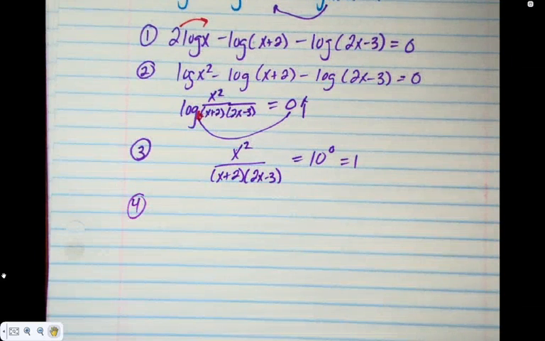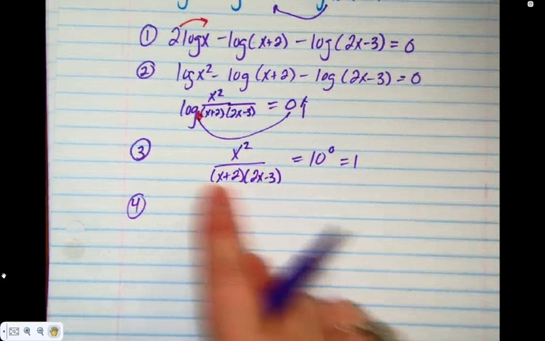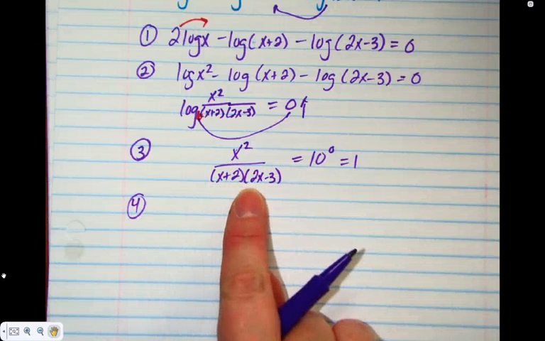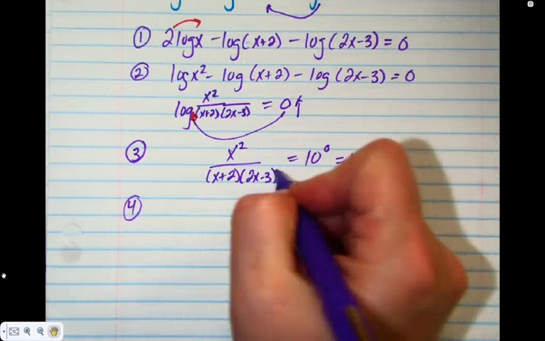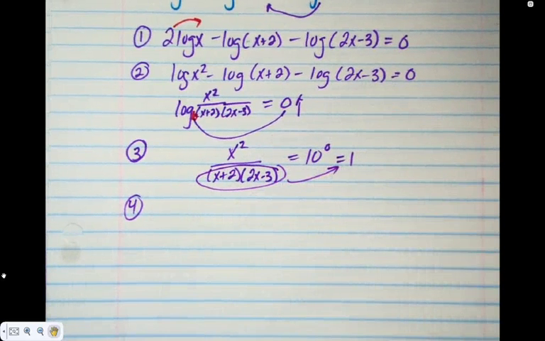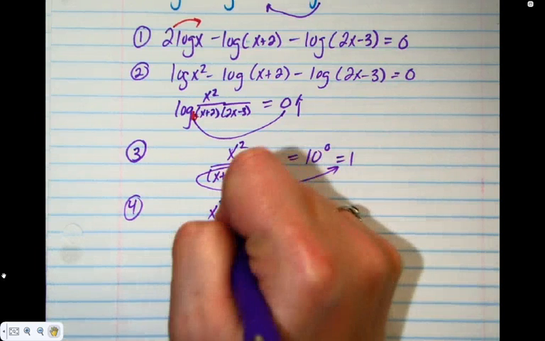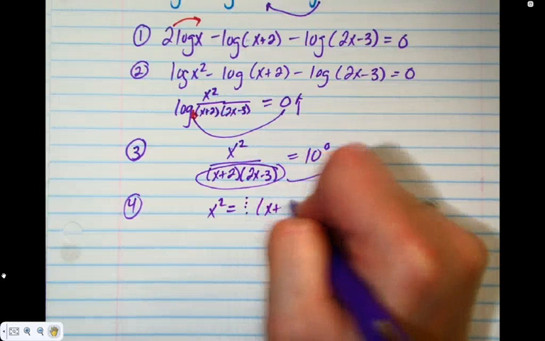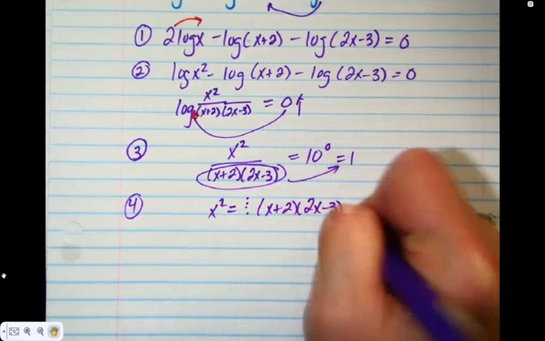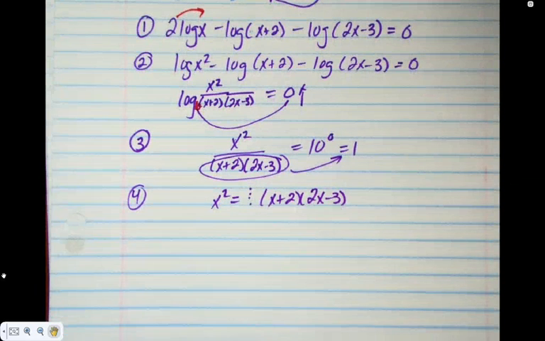Step number 4 is solving for x. So the first thing I probably want to do is get rid of this denominator. What's the opposite of dividing by x plus 2 times 2x minus 3? So I want to take the whole bottom and multiply it by the other side to get rid of it. So x squared is going to stay. And in theory, what I have is 1 times x plus 2 times 2x minus 3. Okay, so all I did was multiply by the denominator to get rid of the fraction.